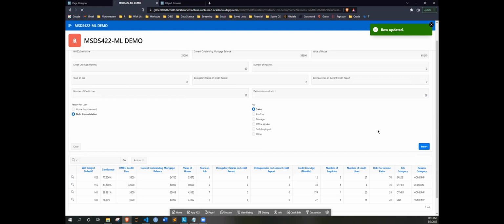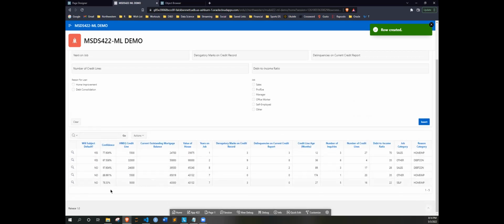I'm going to go ahead and hit insert here, and that'll spin out a new record here, which is this top one here. So we've determined that based on the parameters that we've put in and the model that we've trained, we're expecting this person will not default on their mortgage, and we're about 57% sure that that will be the case, that they will not default on that loan.